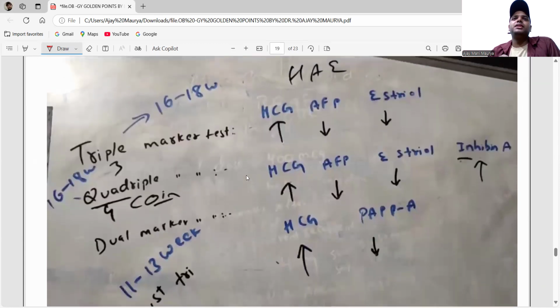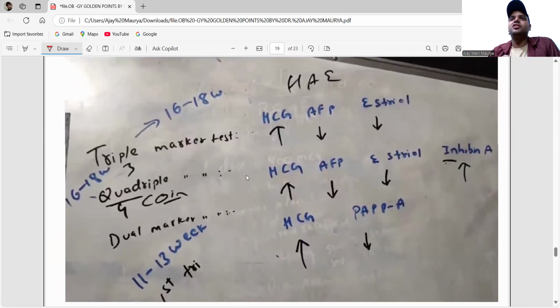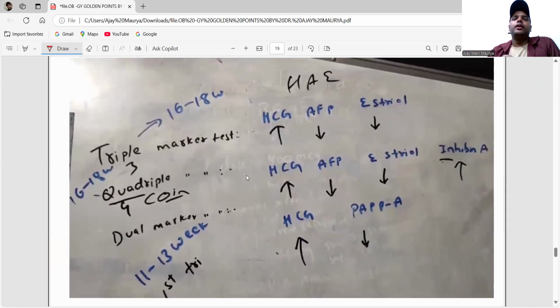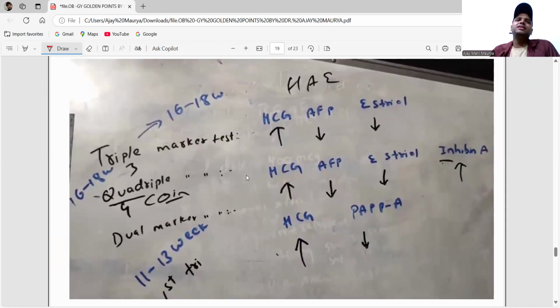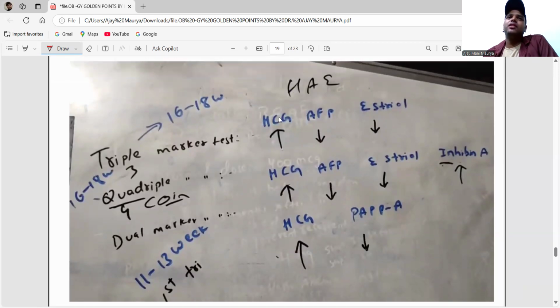Also, guys, please remember this. This is the screenshot from my lecture. See, guys, this is a triple marker test done in the 16 to 18 weeks. Quadruple also 16 to 18 weeks, and the dual marker test is done in the first trimester, 11 to 13 weeks. See here, the triple marker test is the HCG, AFP, and the estriol.